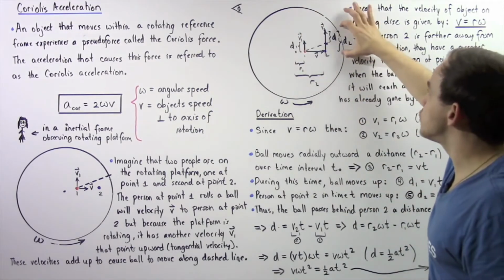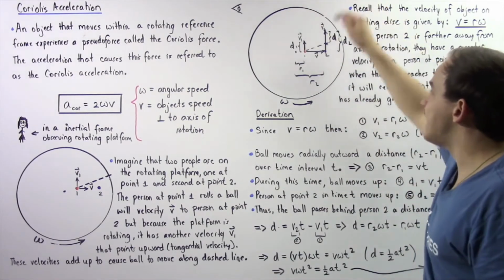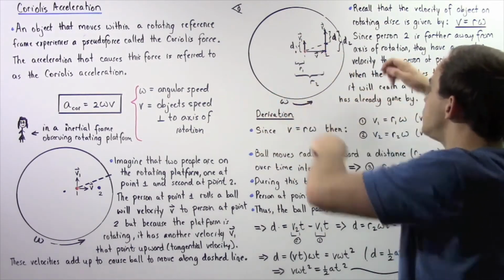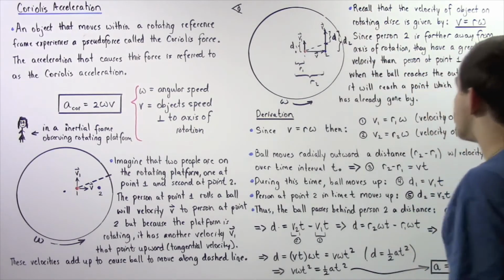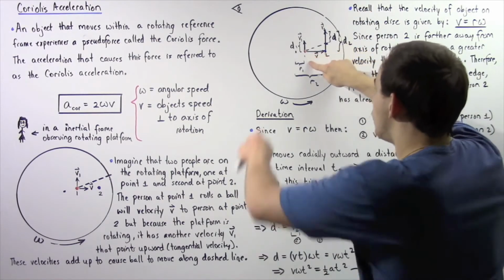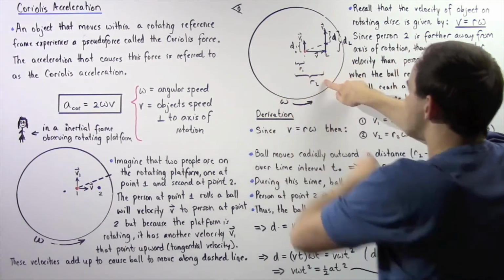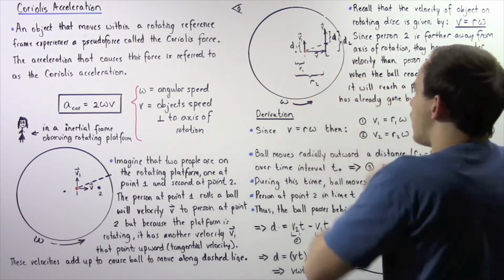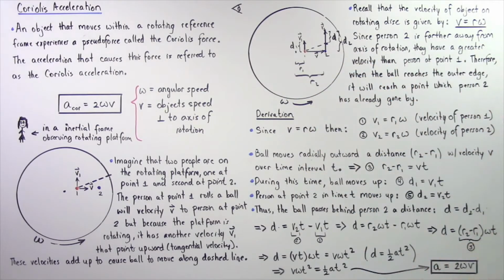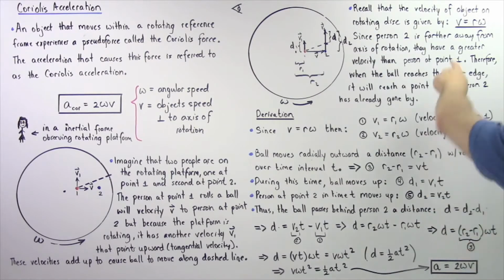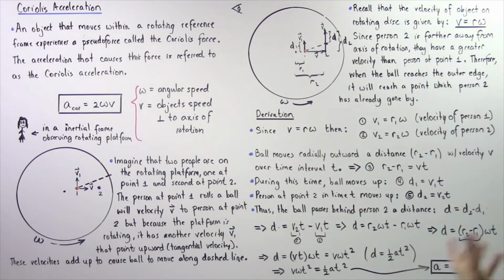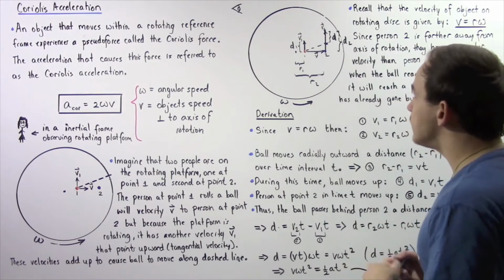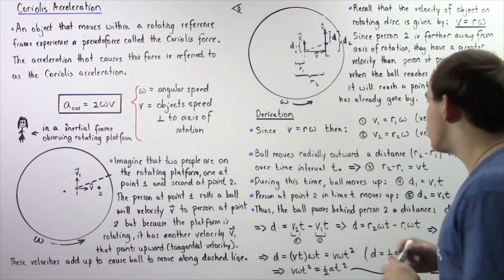The distance person 2 has traveled along the y-axis as our platform rotates is given by d2. Now, let's suppose the radius of position 1 is r1 and the radius of position 2 is given by r2. So let's begin our derivation by using this equation. v is equal to r multiplied by omega. And let's actually find the velocity v1 and v2.